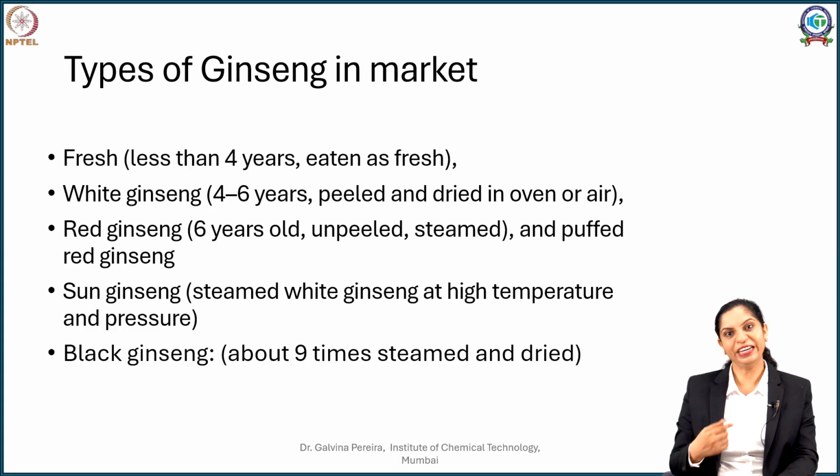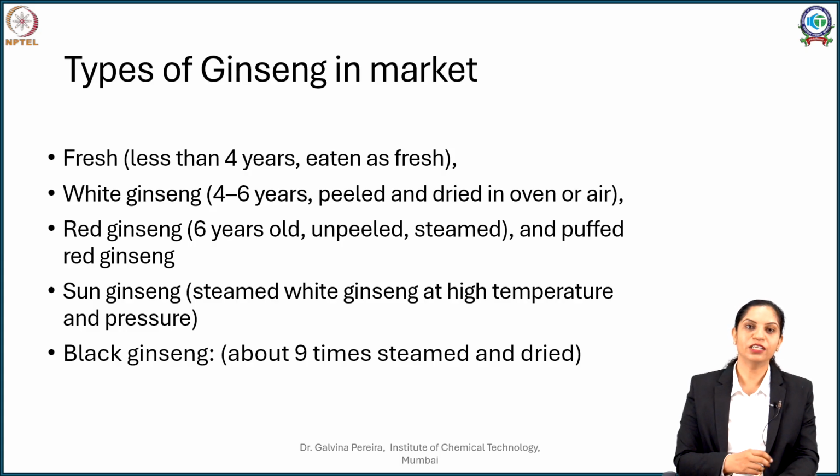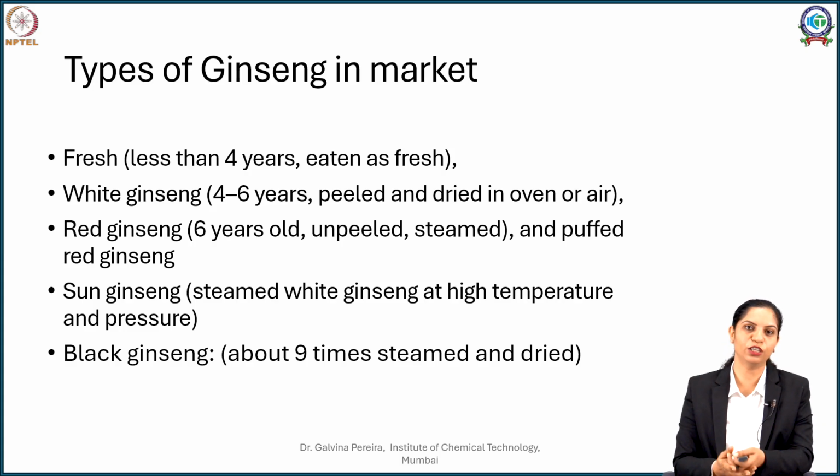During the process of heating or steaming, some extraneous compounds undergo deterioration, some sugars undergo caramelization, and you get a typically reddish colored outer coating, and that is what is sold in the market as red ginseng. Sometimes it is also baked or puffed, so you also get puff red ginseng, which you can consume like a snack. Now there's also sun ginseng, which is a steamed white ginseng, but much higher temperature and pressure combinations are used in processing.